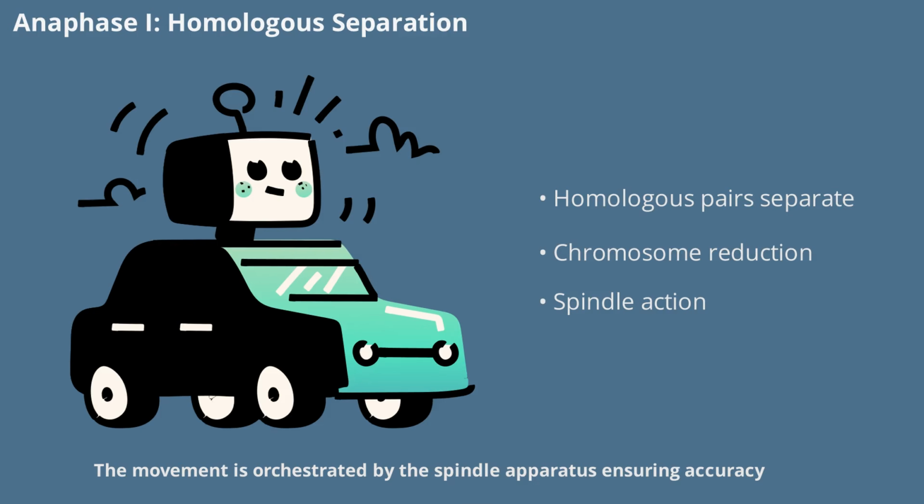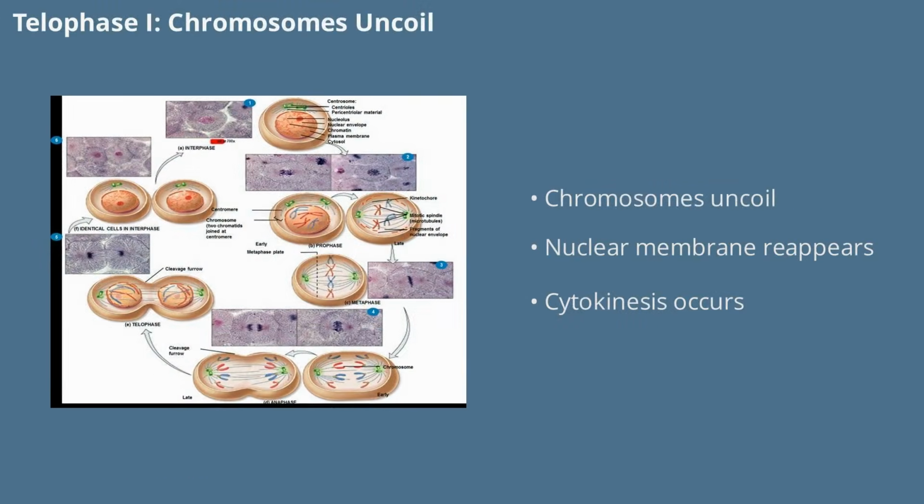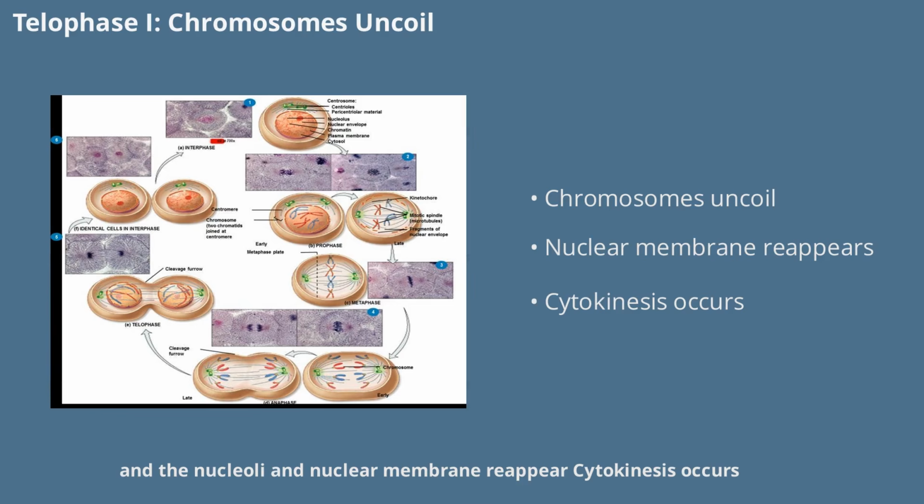The movement is orchestrated by the spindle apparatus, ensuring accuracy. Telophase I marks the end of the first meiotic division. Chromosomes are positioned at each pole, uncoil, and the nucleoli and nuclear membrane reappear. Cytokinesis occurs, resulting in 2 cells, each with half the original chromosome number. This sets the stage for meiosis II.